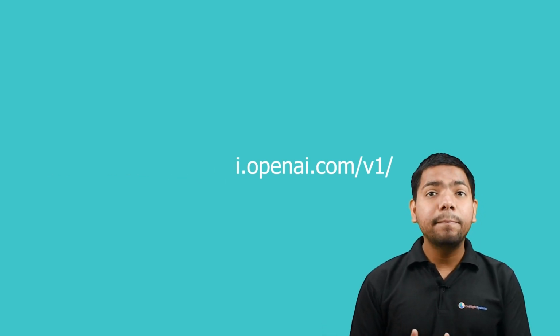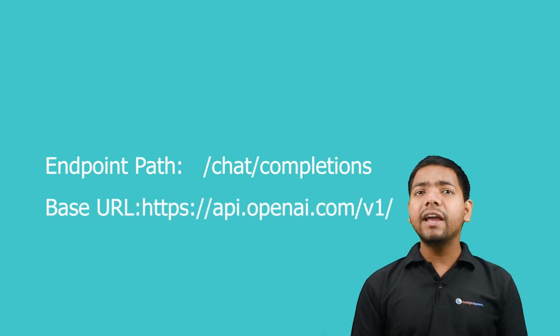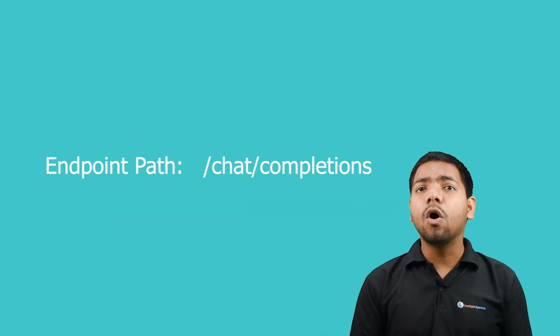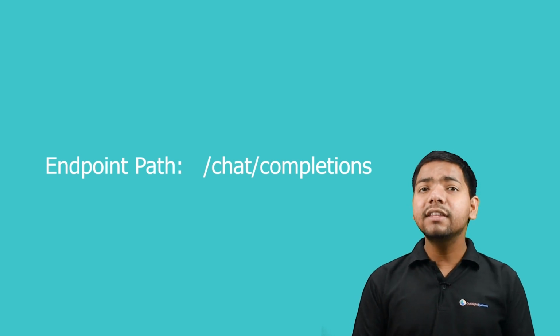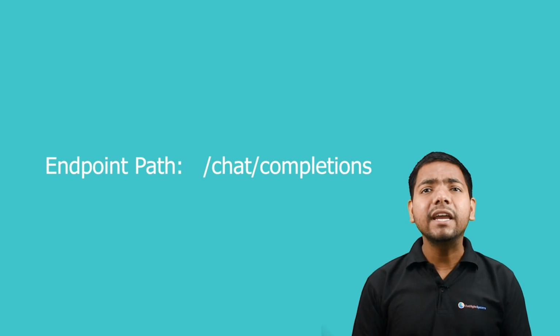Third one is the endpoint path. The endpoint path follows the base URL and specifies the specific functionality or resource being accessed within the API. In this case, it indicates that the API is being used for chat-related completions.